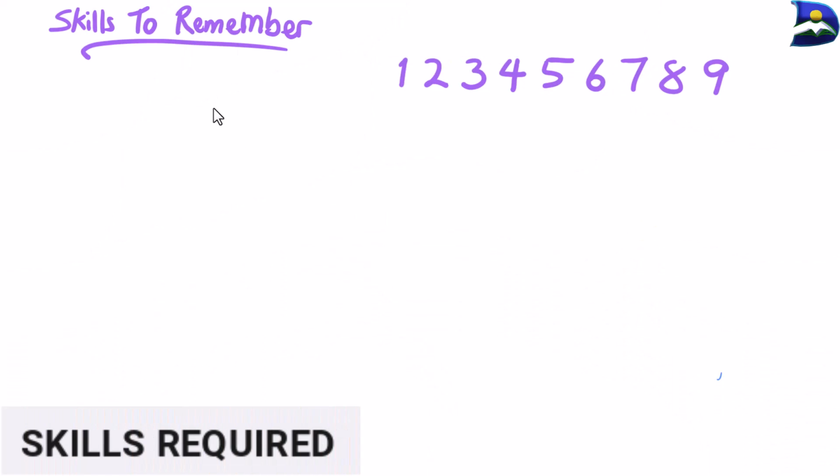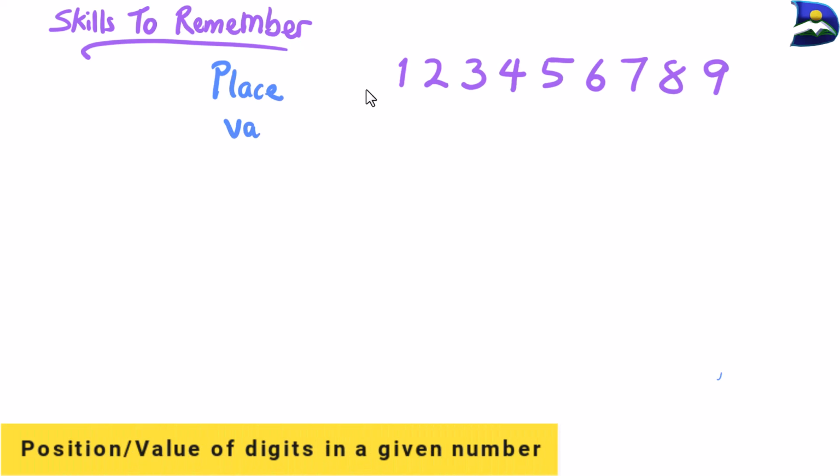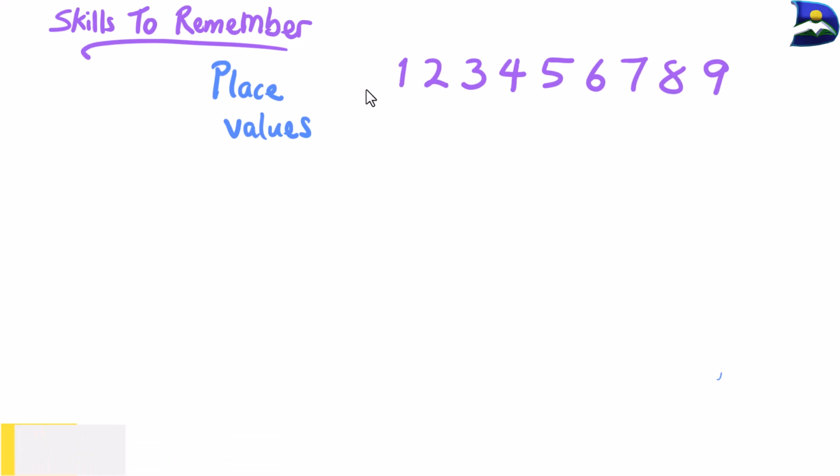Looking at skills to remember, the first skill to address is how to position digits in a number based on what? Their place value. And this positioning involves the following. When you're given a number like this, you need to remember that going from right to left, we are increasing in place value where our 9. Remember that after 9 is a decimal point, because this here is a whole number.